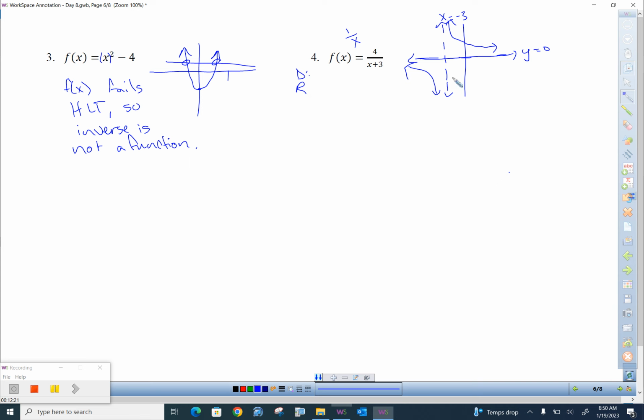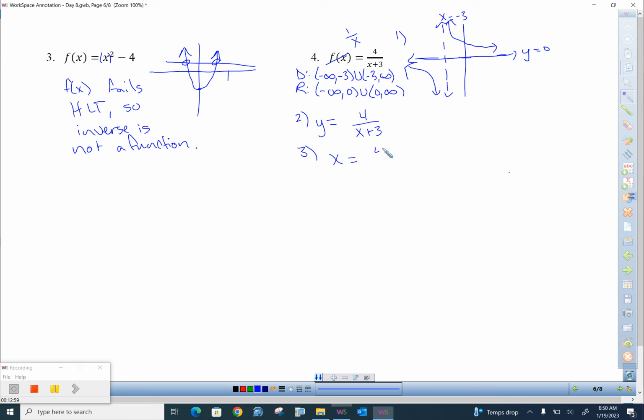Domain is everything except for negative 3, so we write negative infinity to negative 3, union, negative 3 on. And then same process with the range, but it stops at 0 instead. Okay, that was step 1. Step 2, we're going to change that f of x to y. Because we decided the inverse was going to be a function, we're going to find it. In order to find the inverse function, we have to switch the x and y.